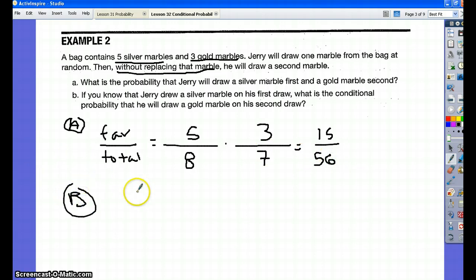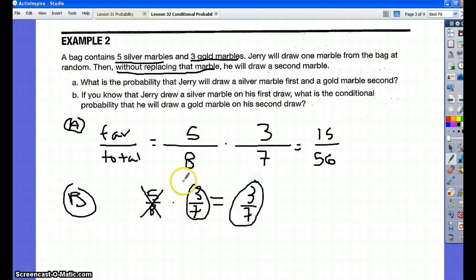B. If you know that Jerry drew a silver marble in his first draw, what is the conditional probability that he will draw a gold marble in his second draw? Well, we already figured that out, right? If we set up A again, so basically, if this has already happened, then we're just left with 3 out of 7, right? So that is the probability that that will happen. So you can simply cancel out the first part. Let's look at one more.